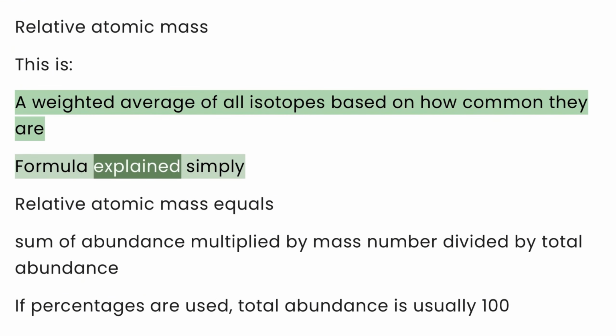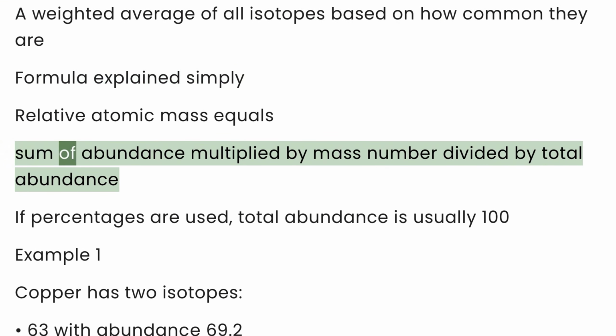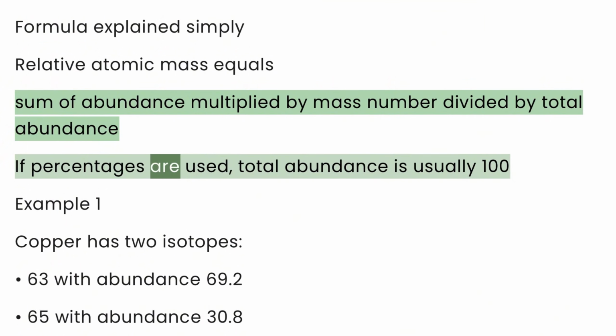Formula explained simply. Relative atomic mass equals sum of abundance multiplied by mass number divided by total abundance. If percentages are used, total abundance is usually 100.